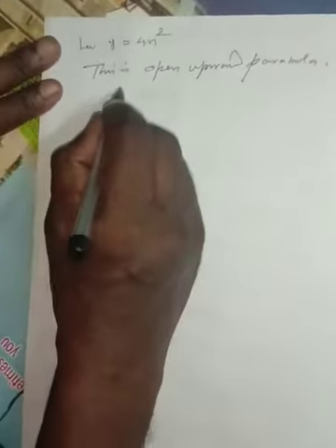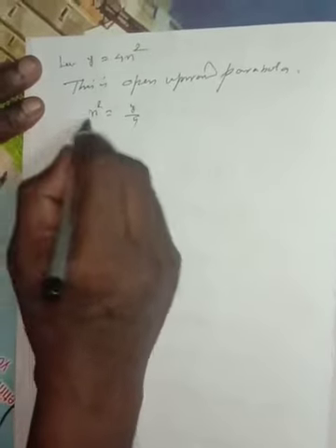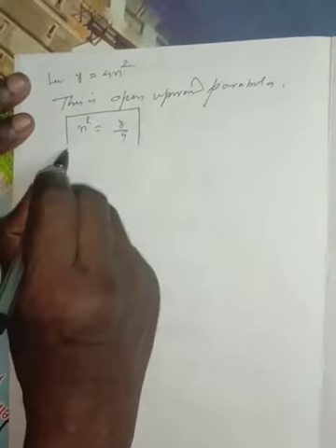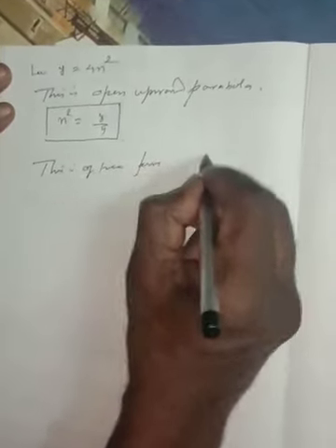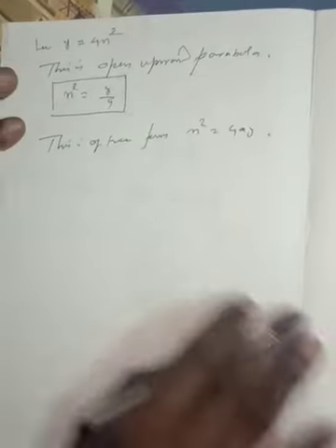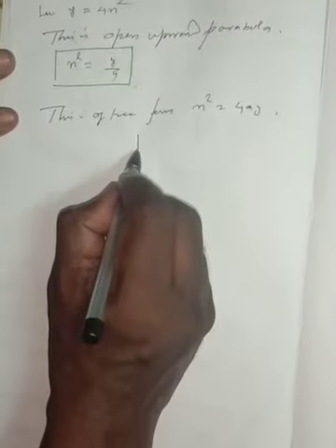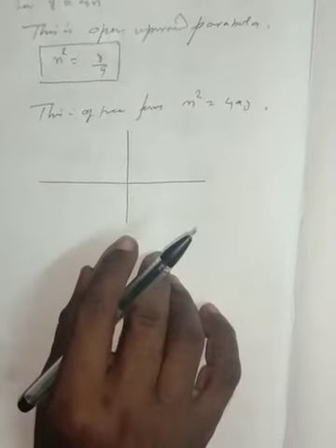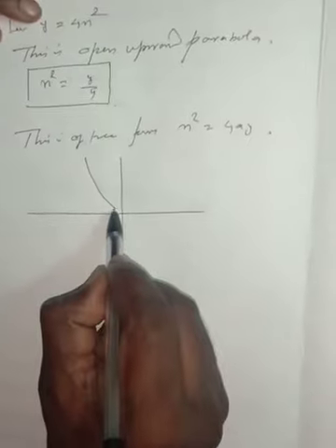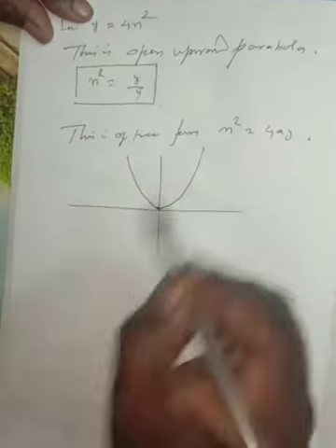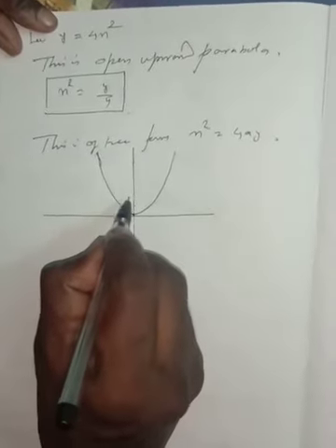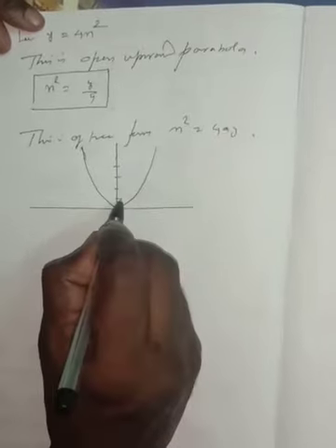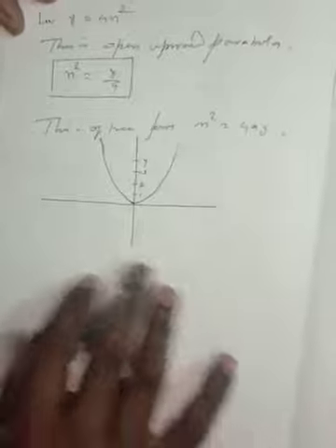The shape of the parabola is, in this case, x square is equal to y divided by 4. This is of the form x square is equal to 4ay. Therefore, it is an open upward parabola. Now, the shape of the open upward parabola is y is equal to 4 is given like.